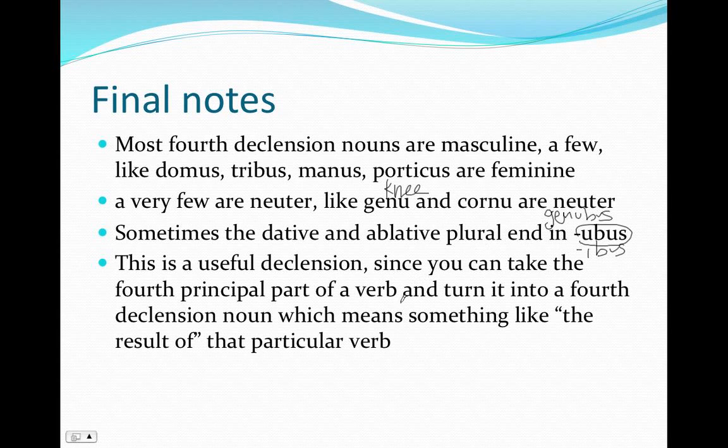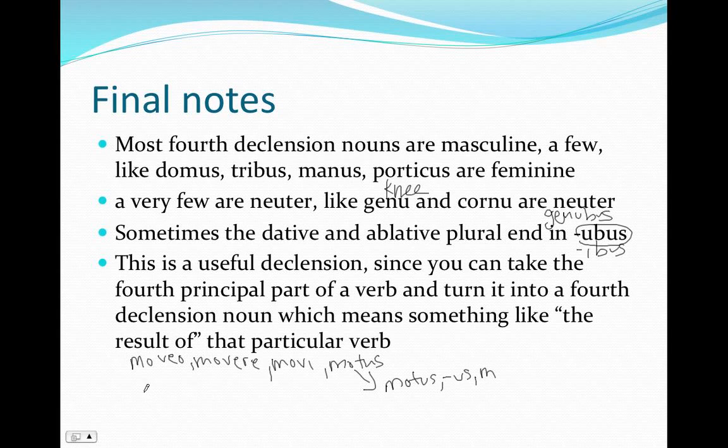And then one final note is that this is a really useful declension. You can take the fourth principal part and turn it into a fourth declension noun. So take any verb. In fact, this is where motus comes from. So remember the principal parts are moveo, movere, movi, motus. Take that and turn it into a fourth declension masculine, motus, motus, and it's motion. It's the result of moving.